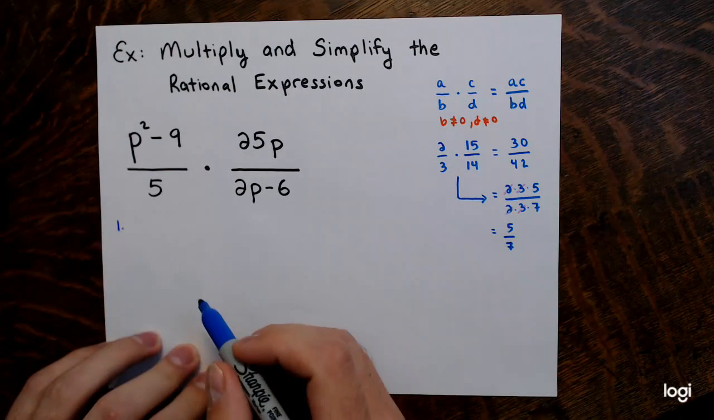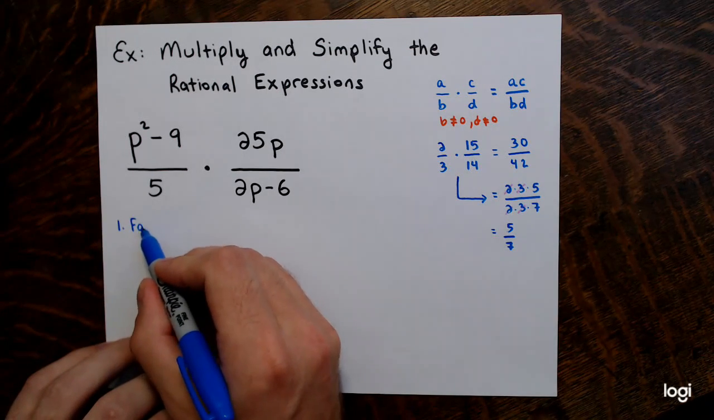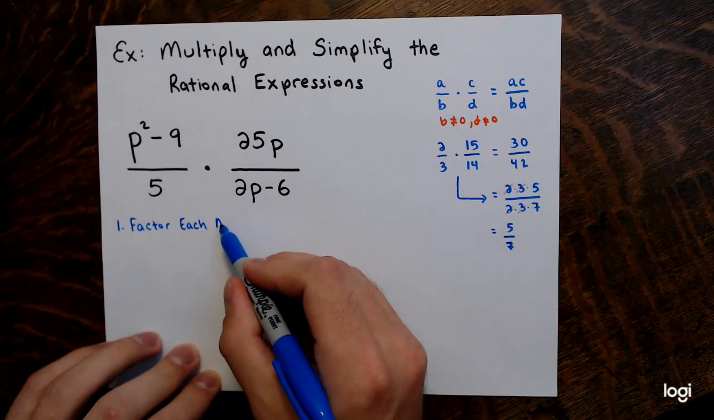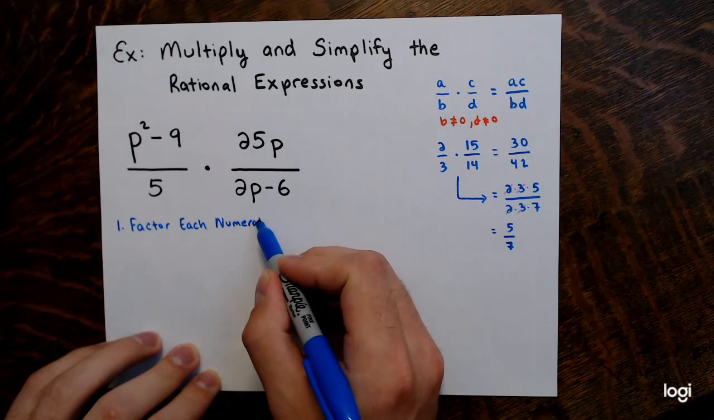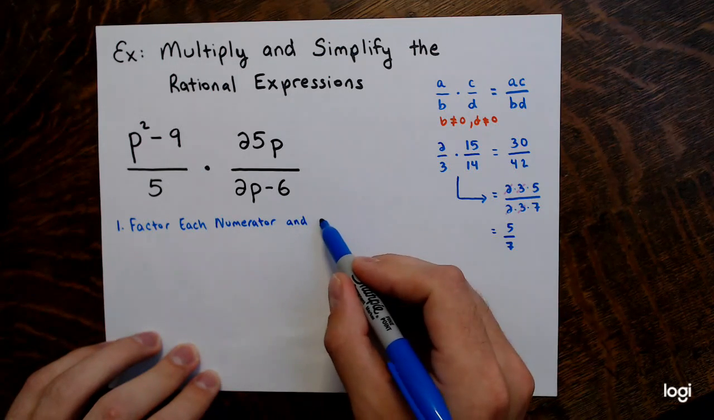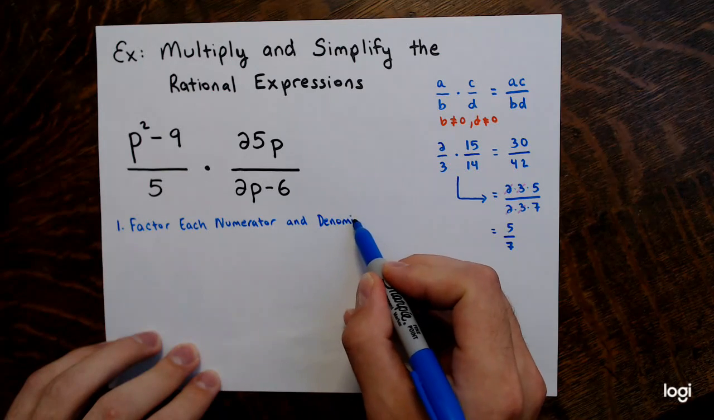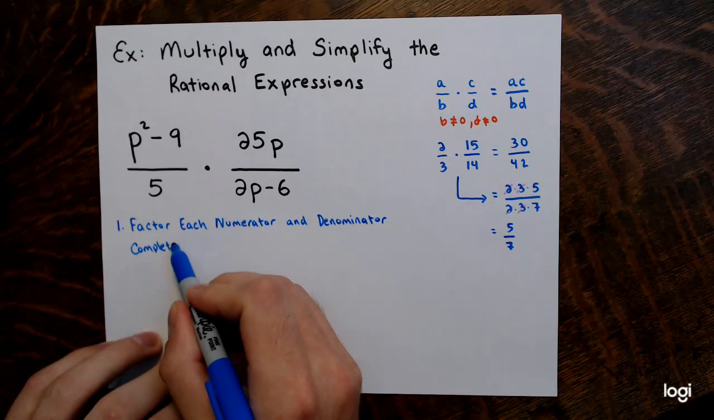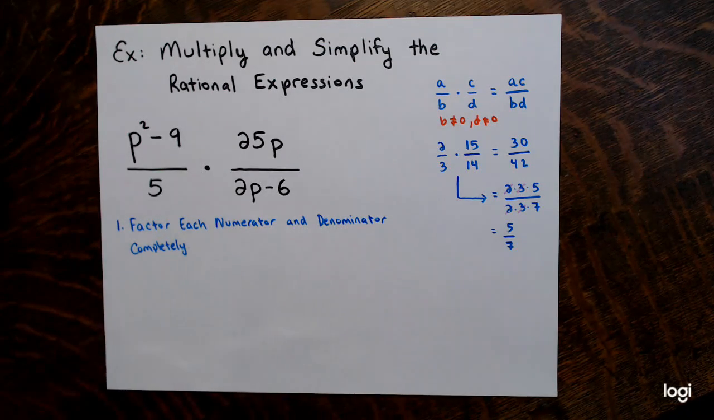Okay, so I'll write out some steps for this. First, we're going to factor each numerator and denominator completely. So this is a bunch of polynomials. If you want to look back at my videos on factoring polynomials, go ahead and do that, or look for better ones out there. I'm sure you'll find them, or read the sections on factoring in your book.